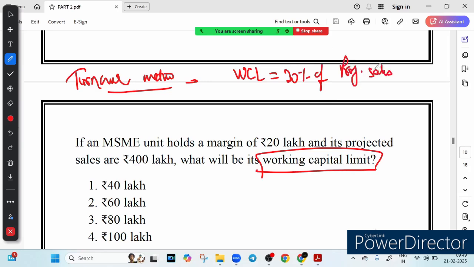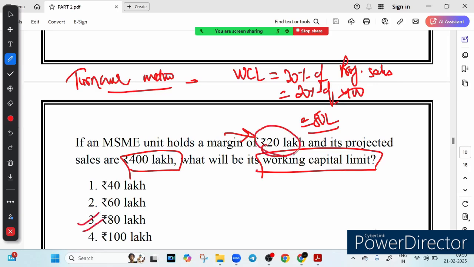Now what is the projected sale here? Projected sales is 400 lakh. So what is 20% of 400? 20% of 400 is 80 lakh, right? The margin of 20 lakh is a part of the business's own fund and does not directly affect the working capital limit calculation in this case. So it has no role to play here. So the answer will be option number 3.